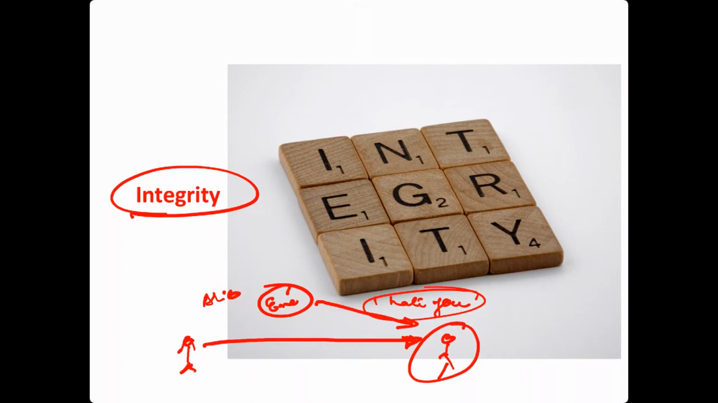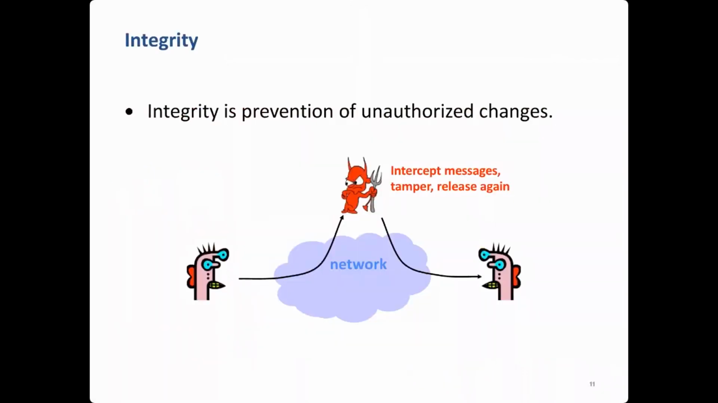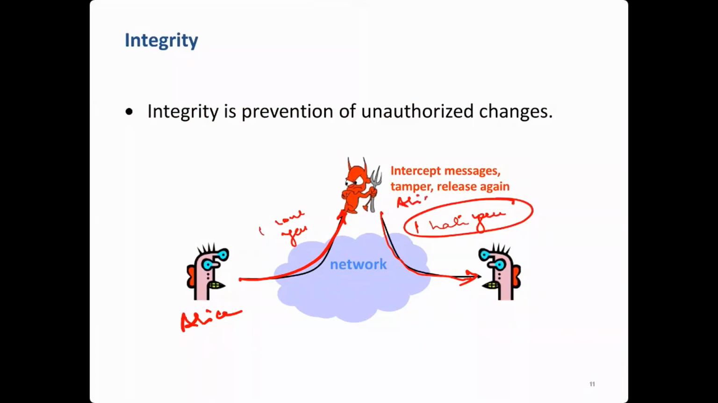So on the internet, or anywhere else, in a regular system, we want integrity to be preserved. Integrity here can be tampered with by somebody in between, who will receive this message from Alice, which says I love you, for example, and will absorb this message and change it to I hate you. And of course, this message comes with the name of Alice. So integrity is the prevention of unauthorized changes.